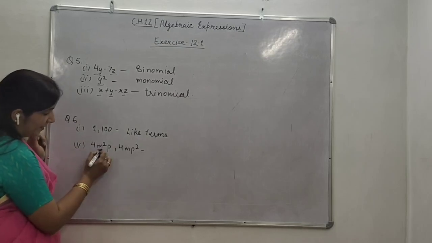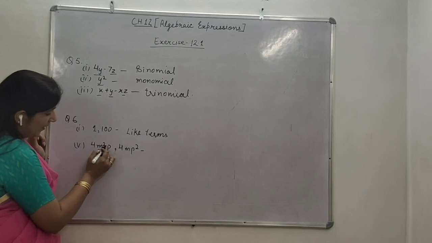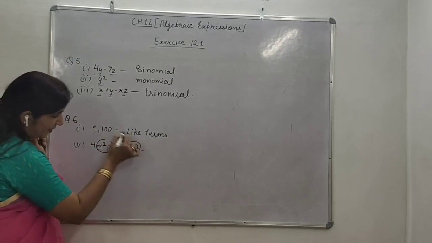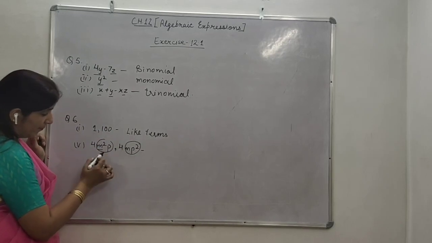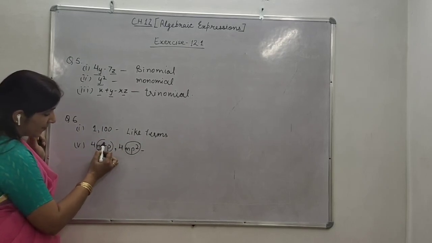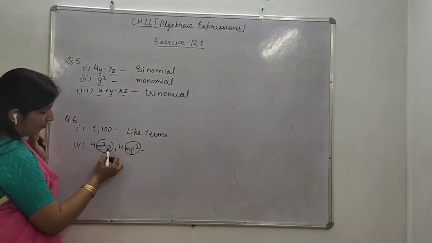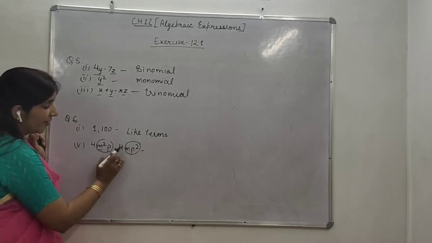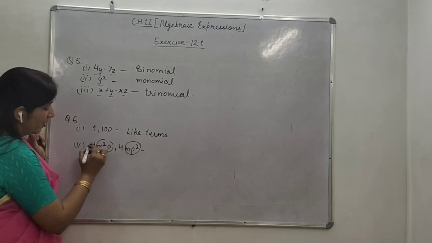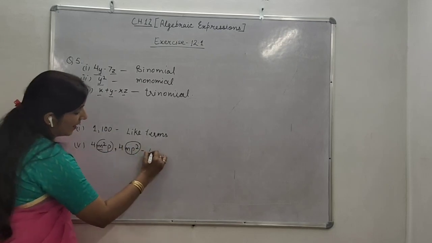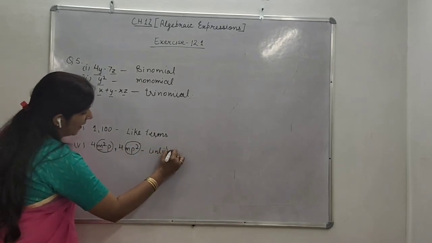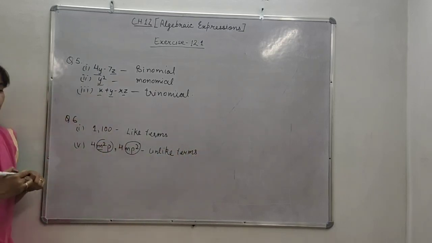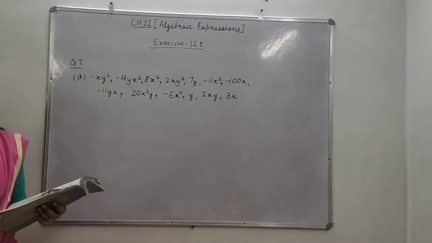This is the algebraic factor in the first term, and this is the algebraic factor in the second term. So is it the same? Here m square means 2 m's are there and 1 p, and here the p's are 2 and m is 1, meaning they are different. They have different algebraic factors. So we can write them as unlike terms. They are not like, meaning unlike terms. In a similar manner you can do all the parts.